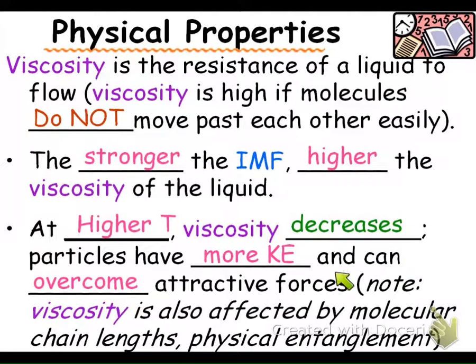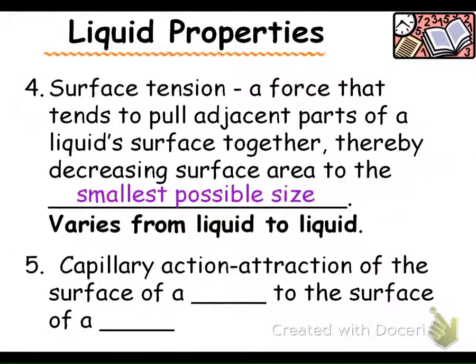Viscosity is also affected by molecular chain length and physical entanglement. So the longer the chain, the larger the molecule. And if it's got a very long molecule chain, then those molecules can actually get entangled in one another, which is why they wouldn't flow past each other as well. But for the most part, when we talk about viscous liquids, we want to understand that they're not going to flow past each other because of high intermolecular forces.